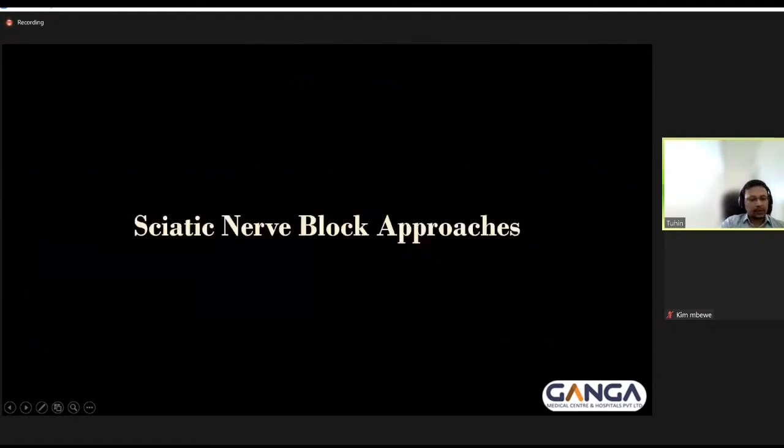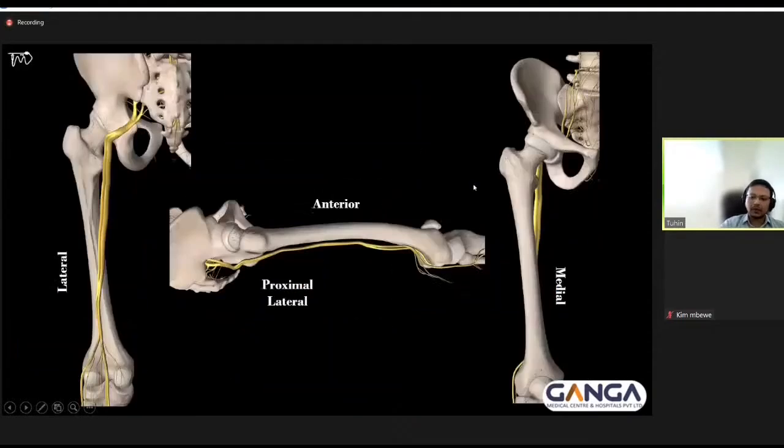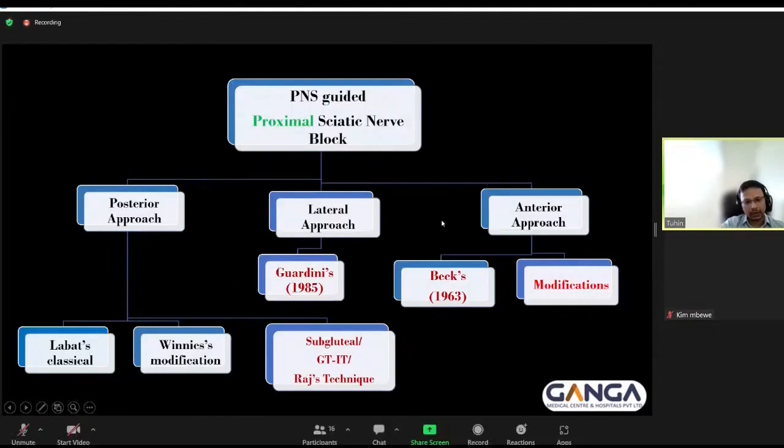Then coming to the various approaches of sciatic nerve block, I will describe one approach in each position. I will try not to make you confused. There are a lot of approaches, around 15-20 are described, including PNS guided approaches and different ultrasound guided approaches. So it is better to focus on one approach in one position. And I will humbly request you all to learn and master one approach which you are comfortable with.